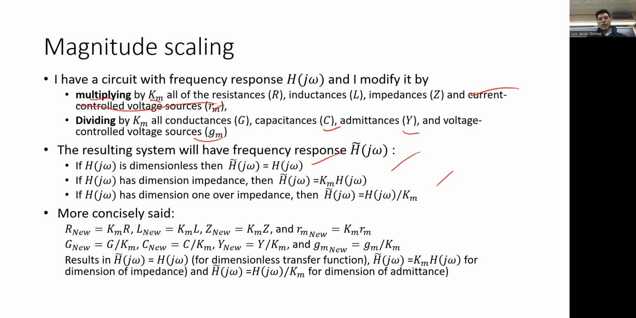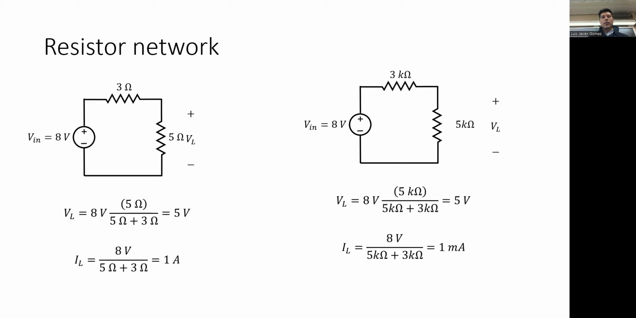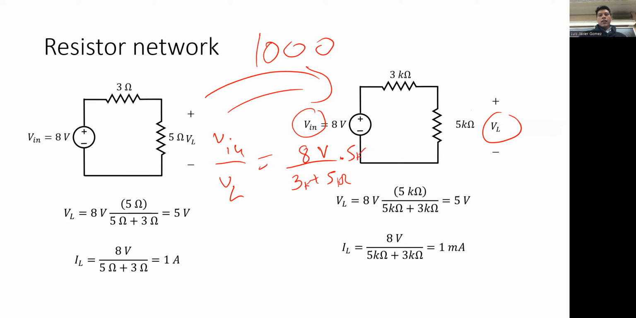And then we went over this circuit in the previous class. So we basically were looking at Vn over Vl. And then that would be 8 volts divided by 3 ohms plus 5 ohms, and then times 5 ohms in the first circuit. If you magnitude scale this by 1,000, meaning that you replace all the resistors by 3K, 5K, and 5K, you can see that the voltage out remains unchanged, as we would predict, because the units are volts over volts.